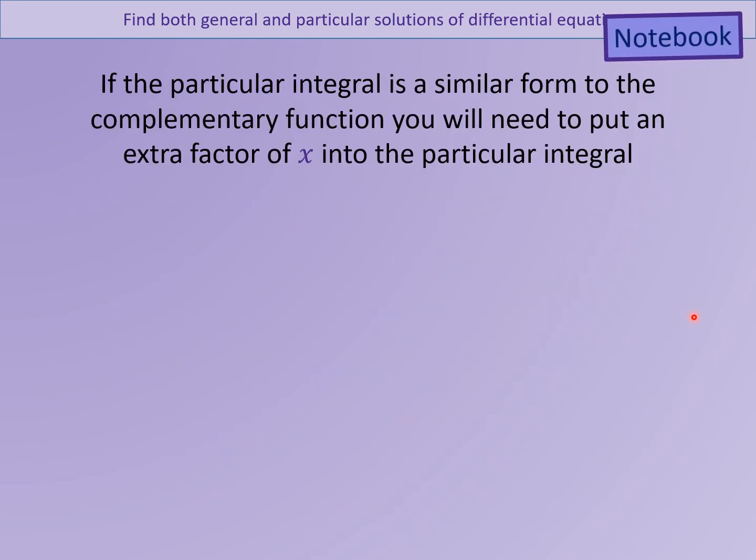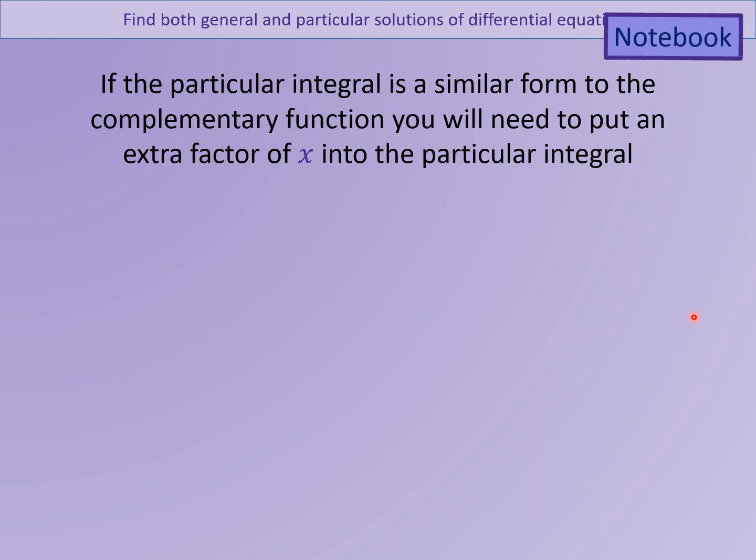Okay, grab your notebooks then. Let's just put down what we need to do in this situation. If the particular integral is a very similar form to the complementary function, so your guess at the particular integral is really similar to your complementary function, maybe your complementary function comes out to be cos 3x, then you wouldn't use a particular integral of a cos 3x. You would have to use something different. And what you do is you just put an extra factor of x into your particular integral.